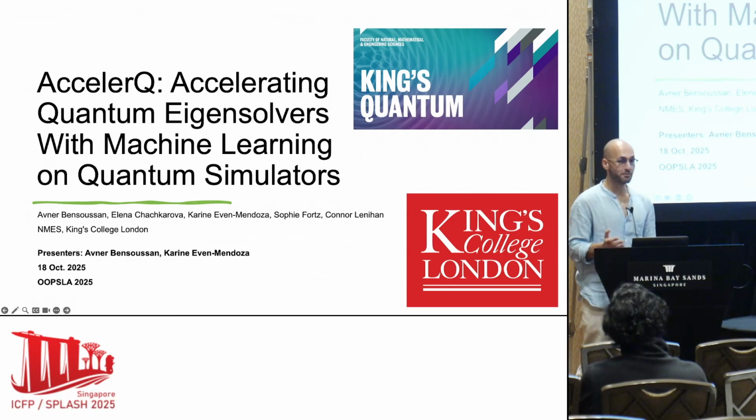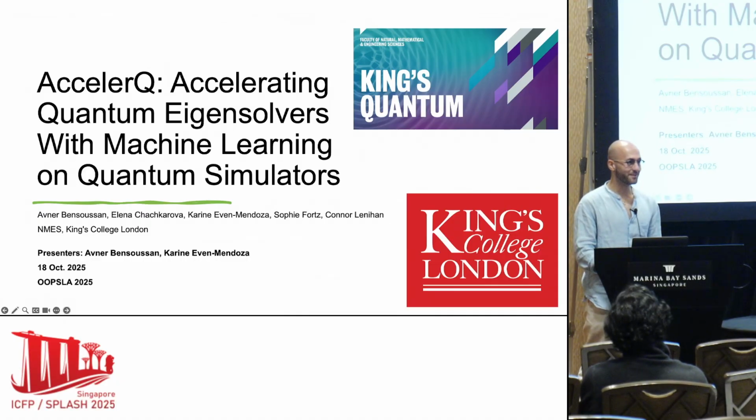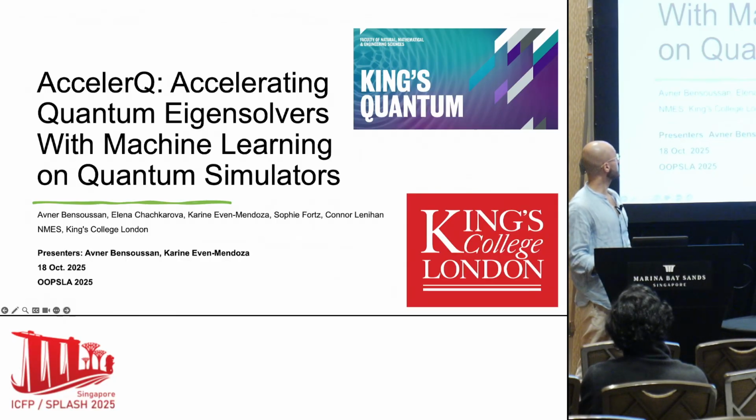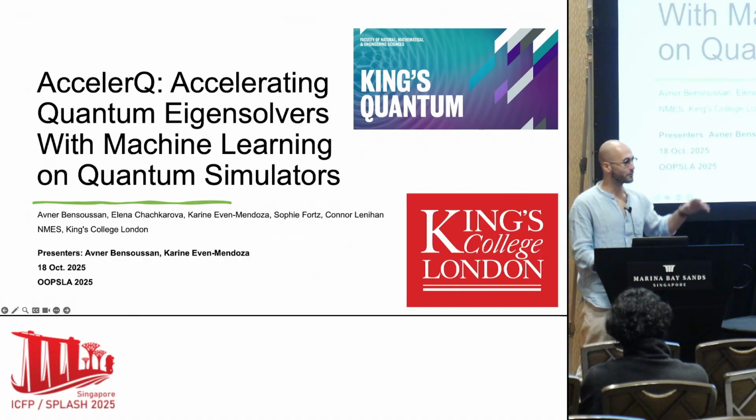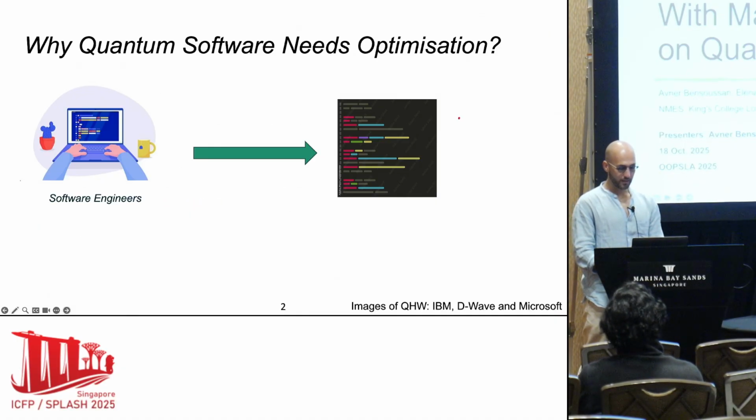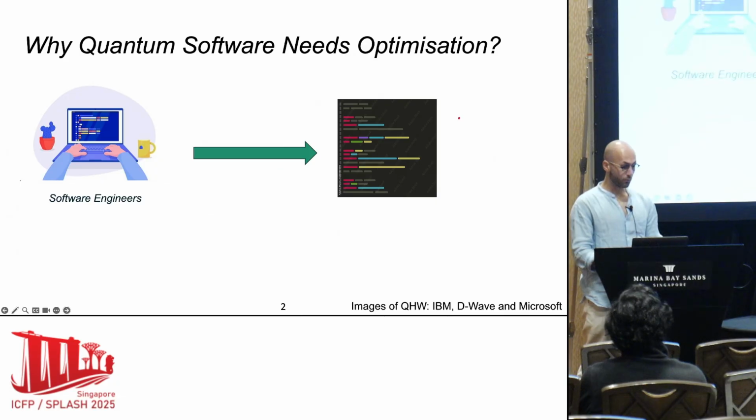It's actually great to have a quantum session in such a high quality conference. So today we'll present you AccelerQ, that is our attempt to optimize quantum eigensolver with machine learning. And don't worry, I'll give you all the information you need about eigensolver to follow the talk. So first of all, why do we need to optimize quantum software?